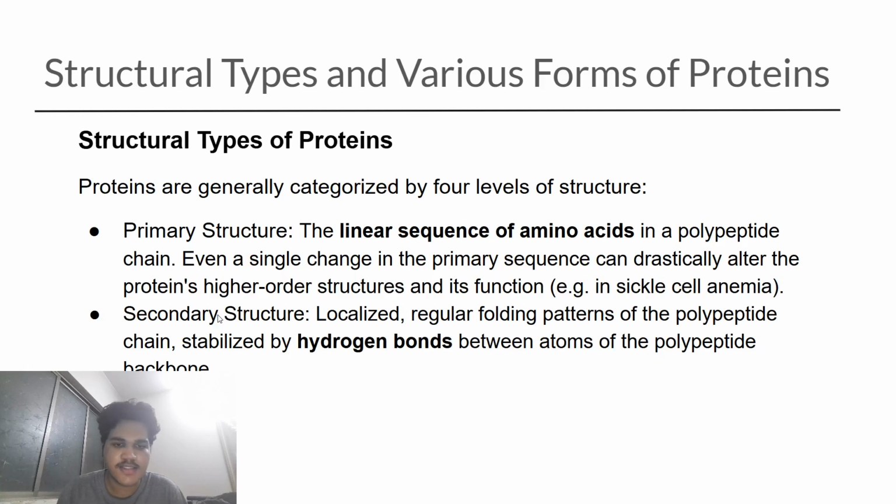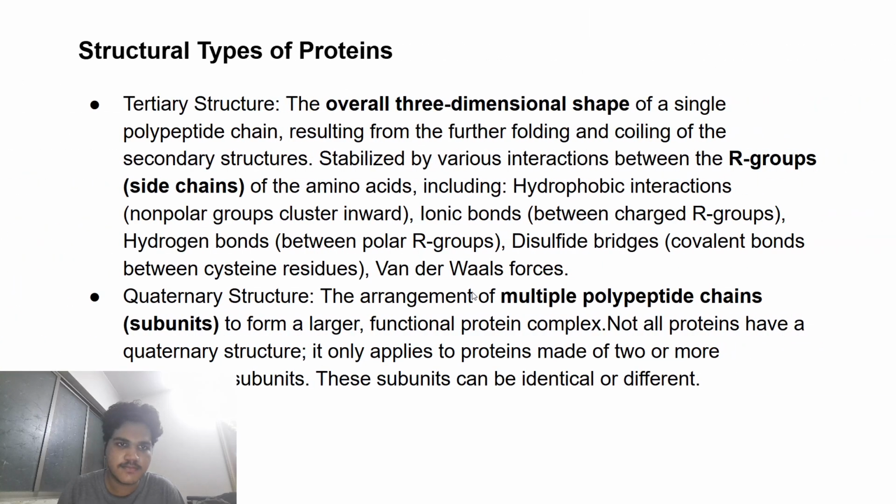The secondary structure is a localized regular folding pattern of the polypeptide chain. It is stabilized by hydrogen bonds between the atoms of the polypeptide backbone. Tertiary structure is the overall three-dimensional shape of a single polypeptide chain resulting from the further folding and coiling of the secondary structures. It is stabilized by various interactions between the R side chains of the amino acids, including hydrophobic interactions, ionic bonds, hydrogen bonds, disulfide bridges, van der Waals forces, etc.